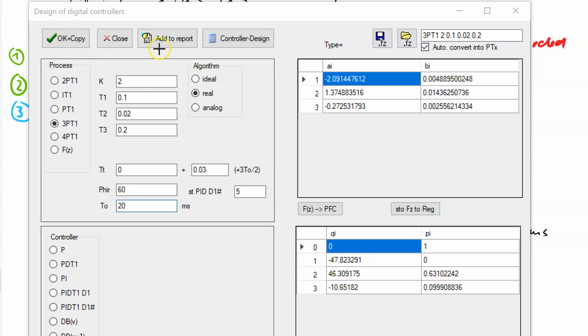So I sent this, what is this? What have I done? Erase drawings.